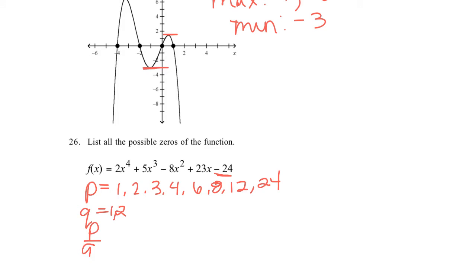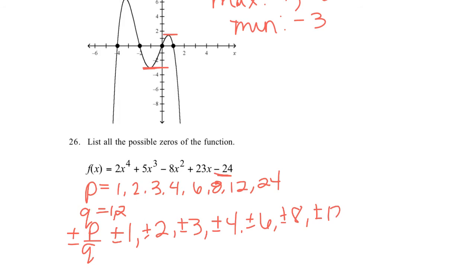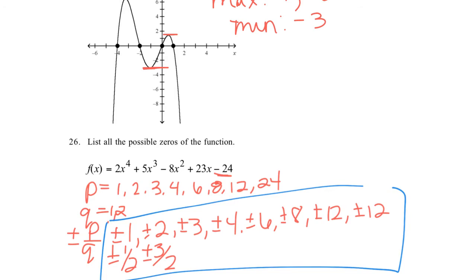So our p over q list is plus or minus 1 over 1, plus or minus 2, plus or minus 3. These are all the plus or minus over 1. And then the 1 over 2. 2 over 2 is 1, so I don't need to write that one. 3 over 2. 4, 6, 8, 12, and 24 divided by 2 are all numbers that are listed in the original list, so I don't need to add those. And so my final list is this set.